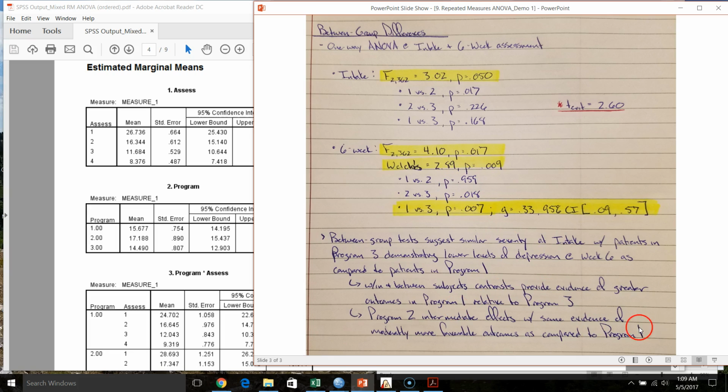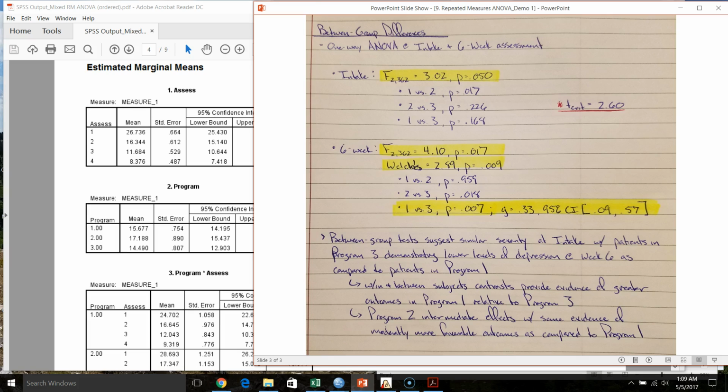So maybe what might be a short, sweet summary reading of this is that we see, between group, within subjects contrast, evidence of greater outcomes in program 1 relative to program 2, with program 2 having intermediate effects with our within results, but looking moderately favorable to program 1. If we're looking at outcome, where people end, program 3 is doing systematically better than program 1.